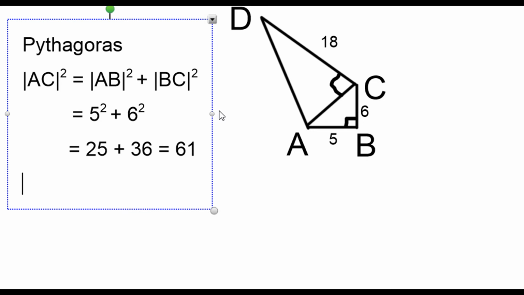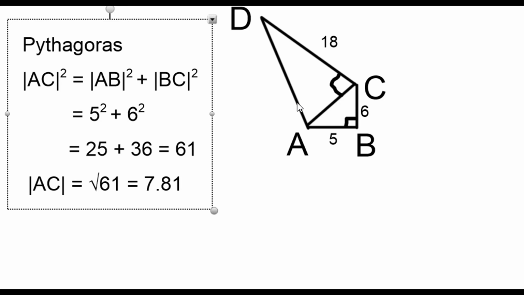Therefore AC squared is 61, which is equal to what? To 7.81. So we have the side AC as what now? 7.81. We have to find what? The side AD of this right-angled triangle.